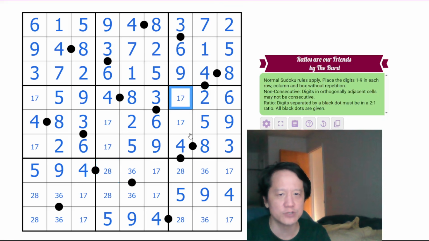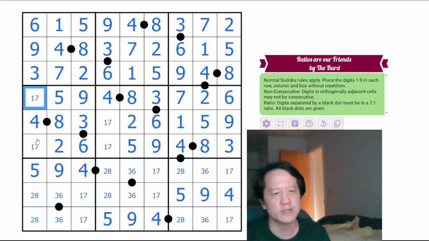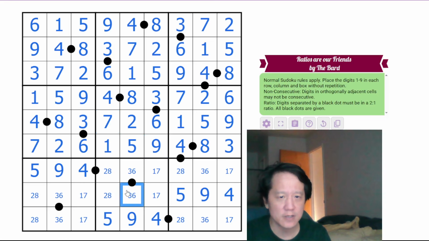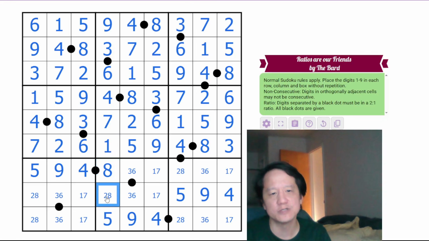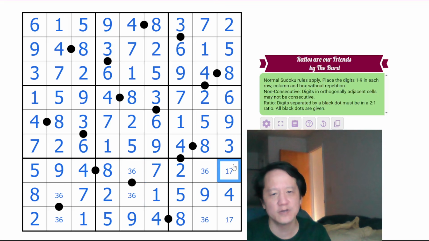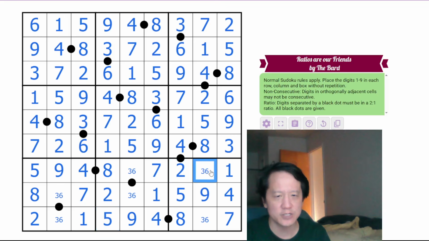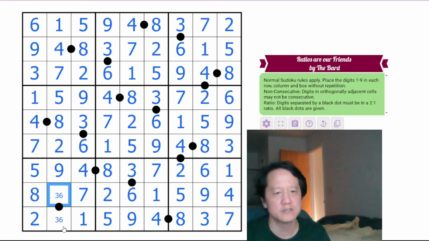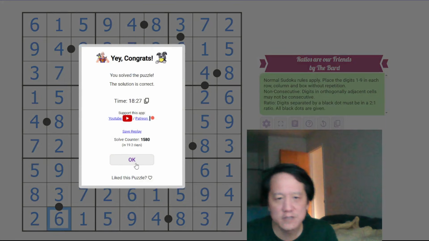1 cannot share an edge with a 2, so this is 7 and 1. 7 eliminates 7 there, so it's 1 and 7, which makes that 1 and 7. This can't be 2 because it shares an edge with the 1, so this is 8 and 2, which means this can't be 8, so that's 2 and 8, which means this can't be 8, so it's 2 and 8. 2 cannot share an edge with the 1, so again, that's 7 and 1, which makes this 1 and 7, which makes this 1 and 7. 2 cannot share an edge with the 3, so that makes this 6 and 3, which makes this 3 and 6, which makes this 3 and 6.